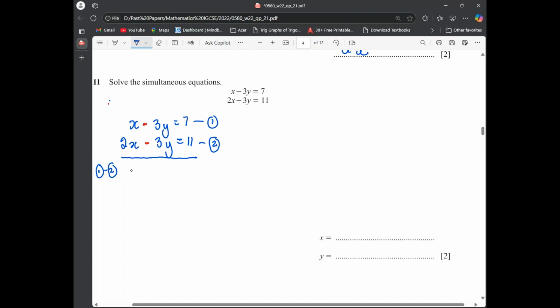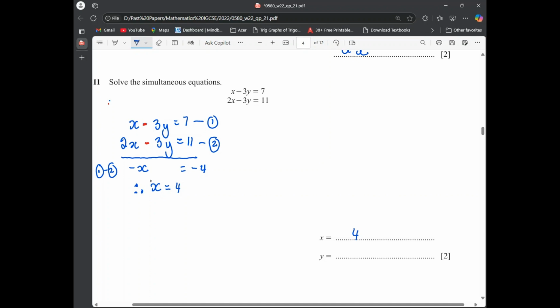x minus 2x, that's going to be minus x. Minus 3y minus 3y gives us 0. That's equal to 7 minus 11, which is negative 4. Therefore, if I multiply both sides by negative 1, I get x equals 4. No fuss, no mess there.